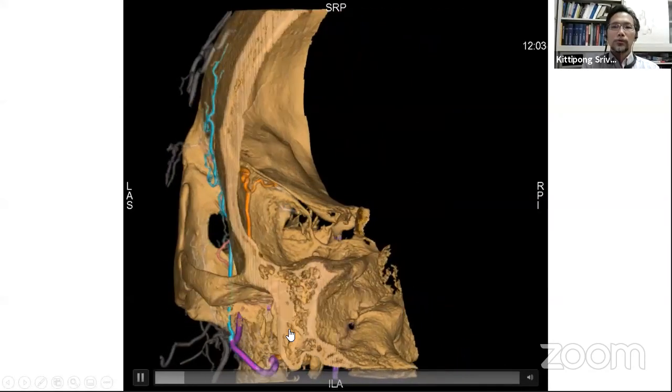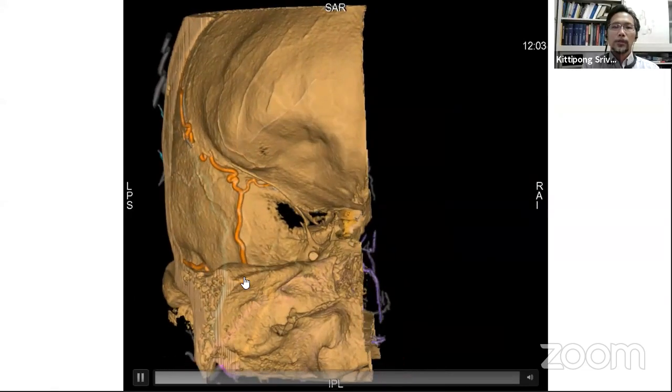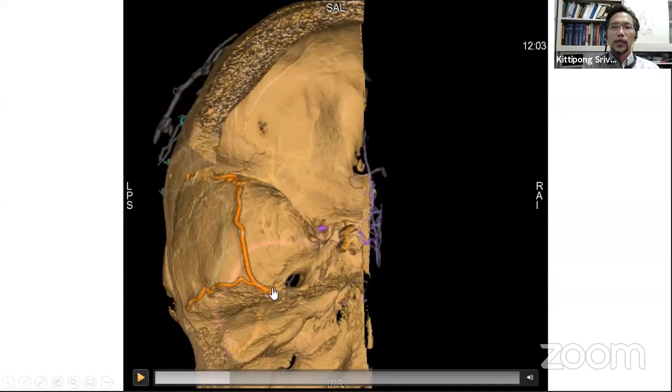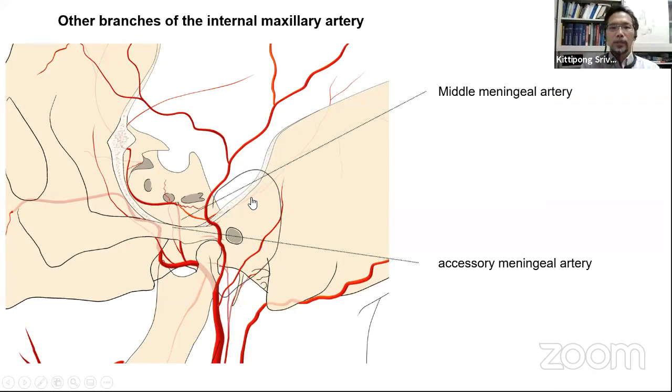When you rotate this, you can stop here. You can see that the vessel is entering right here at the foramen spinosum, which is just lateral and a little bit posterior to the foramen ovale over here. Okay, so this is how you interpret your pictures and read the images.